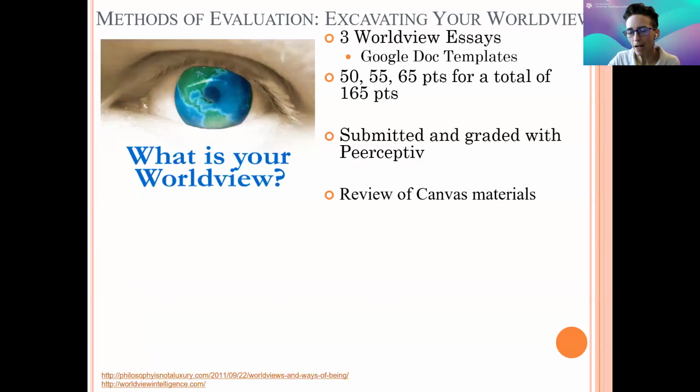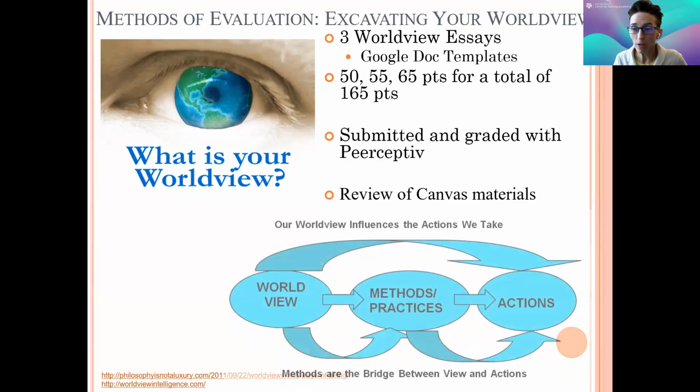Okay. Another assignment that we have is the worldview reflections. Your worldview is the way that you see the world. It's your perception. In some ways you could say it's your opinion, but you are going to have the opportunity to explore your worldview, what it is, because a lot of the time you have a worldview, but you don't even realize that it is a worldview. You just think that's just the way the world works.